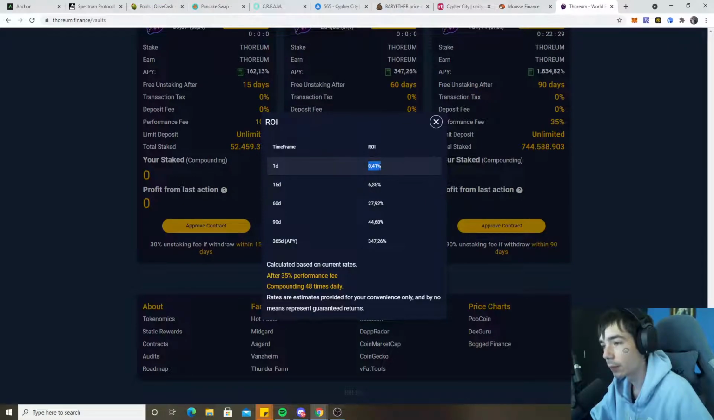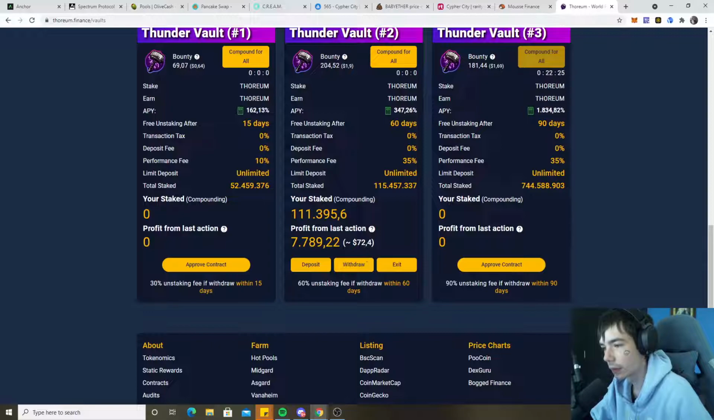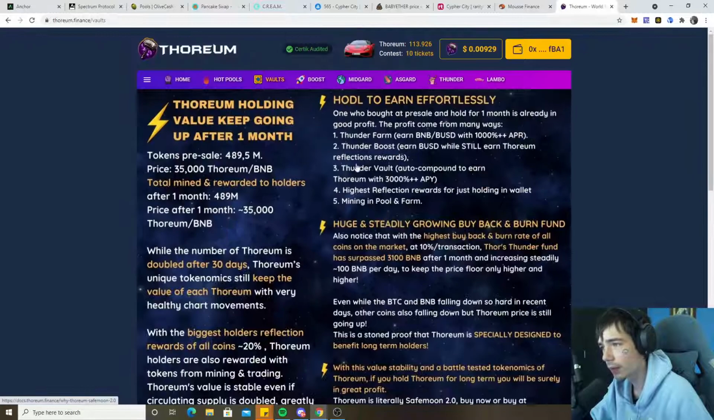And we still got 0.4% a day on this one. And we currently got $72 worth of Forium since our last action, that was basically 10 days ago. So in 10 days, we made $72 with a very small investment.